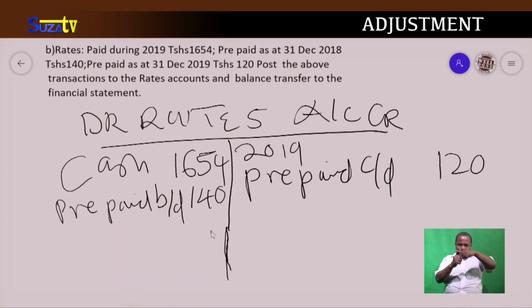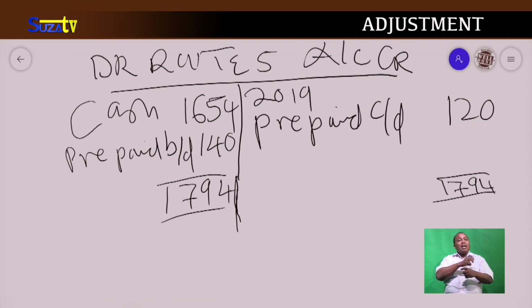You got 1794. Always the debit side will be greater than the credit side. Therefore, you should take the debit side amount 1794 less 120. 4 minus 0 you got 4. 9 minus 2 you got 7. 7 minus 1 you got 6. Remain 1, put here 1.